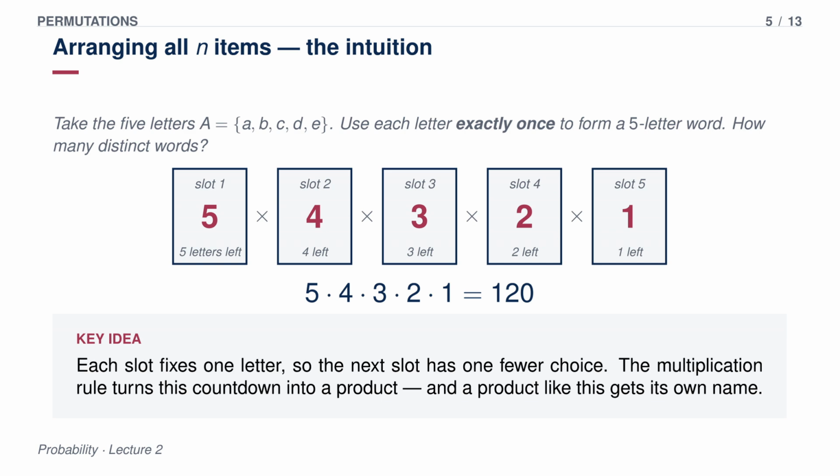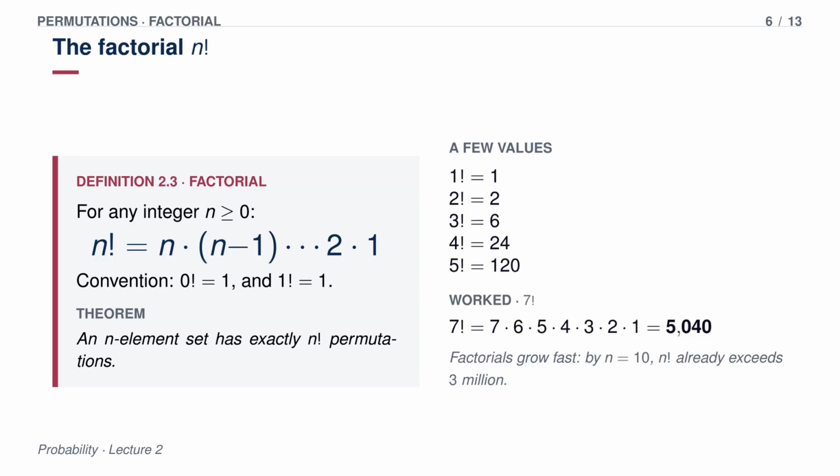You drop 1 letter into the first slot, but when you move to the second slot, you don't have 5 choices anymore. Because that first letter is gone, you only have 4 letters left. Exactly. Then 3 letters for the third slot, 2 for the fourth. And by the time we get to the final slot, there's literally only 1 letter remaining, so you just drop it in. And the multiplication rule tells us that's 5 times 4 times 3 times 2 times 1, which comes out to 120 distinct arrangements.